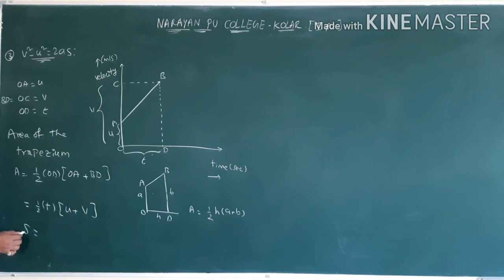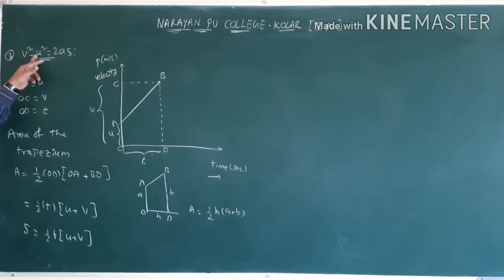Why did we write this here? Already we have written this a second time, in the previous problem also, in the derivation also, we wrote the same thing. So S is equal to half of T into (U plus V). Finally, what should you get? An equation in terms of S, in terms of U, in terms of V. So T should not be there.